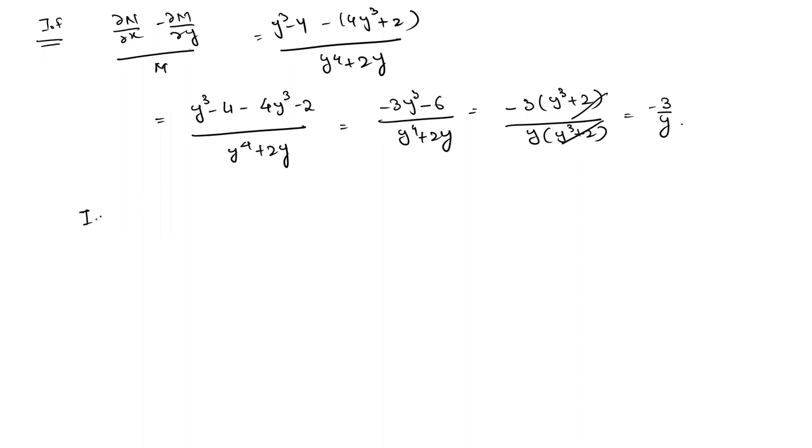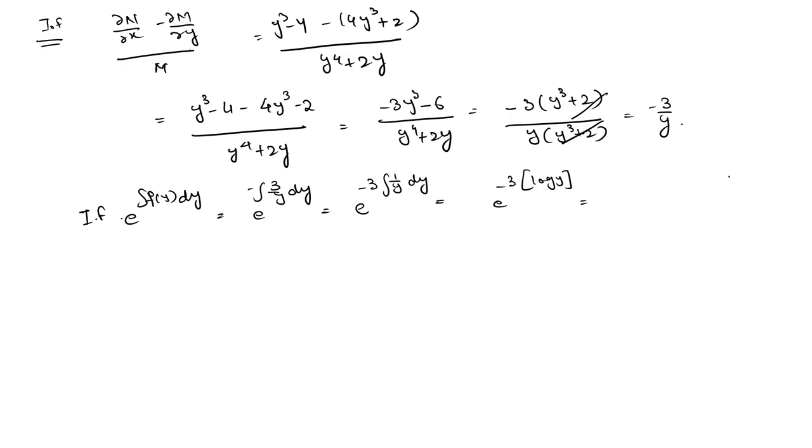So in this case, its integrating factor is e to the power integral of f(y) dy. It means e to the power integral of minus 3 by y dy. So 3 is a constant, 1 by y dy. So e to the power minus 3 log y. As we know that a log b can be log b raised to power a, so here it should be e to the power log y to the minus cube. Then you will get y to the minus cube, that is 1 by y cube.